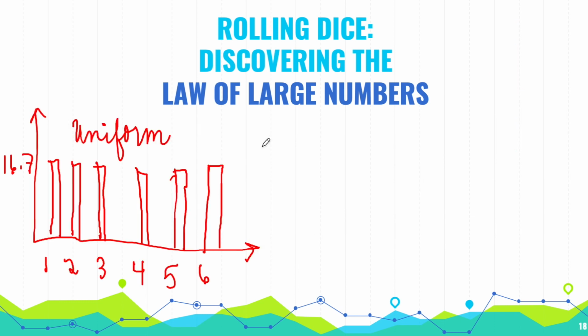So here's the expected distribution of what would happen if I rolled a die an infinite amount of times. 16.7% of the time, I would expect to get a 2. 16.7% of the time, I'd expect to get a 4. I would expect to roll each number about the same frequency. In other words, I would expect that the probability of rolling each number would be exactly the same.